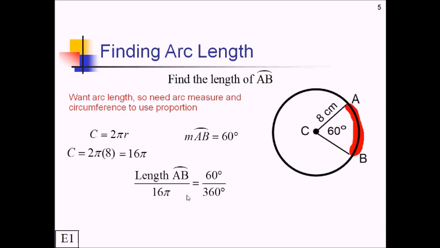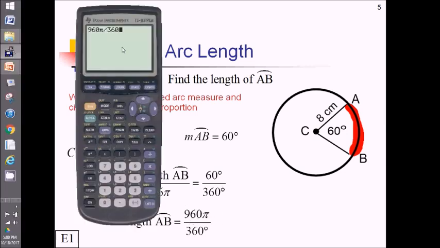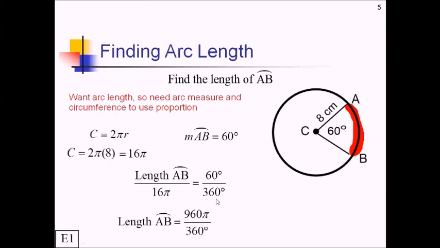So I did kind of a middle step of doing 16 pi times 60. So that would be 960 pi over 360 degrees. I will need my calculator at this point, though. So I've got 960 pi divided by 360 comes out to about 8.38, and that'll be centimeters.